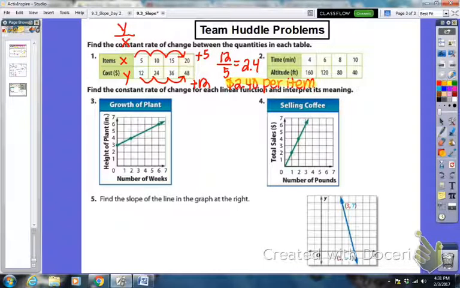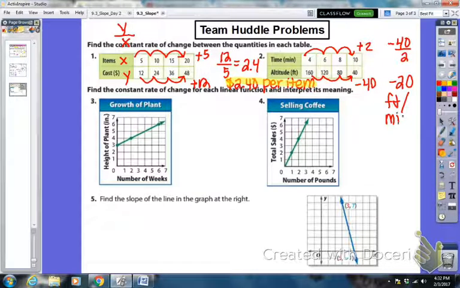The second problem: time is increasing by 2 every time, while the altitude is dropping by 40 every time. So again, take negative 40 divided by 2, which reduces to negative 20 feet per minute. So that is your answer.